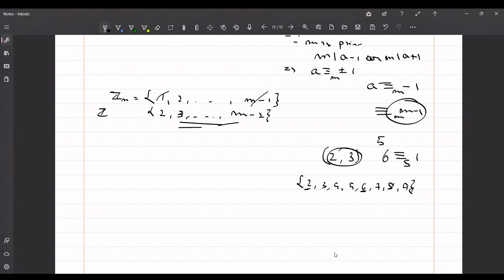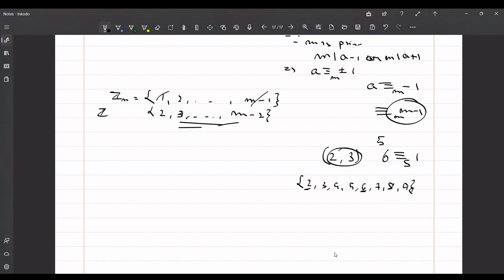21, we have 22 there, so we are dividing by 11, and 21 is... 3 times 7 is 21, and so we need 1 mod 11, right? 4 times 3 is 12, and 12 is 1 mod 11. 5 into 9 is 45, and 45 is 1 mod 11, and 7 into 8 is 56, which is 1 mod 11. So we can form pairwise groups which are inverses of each other.